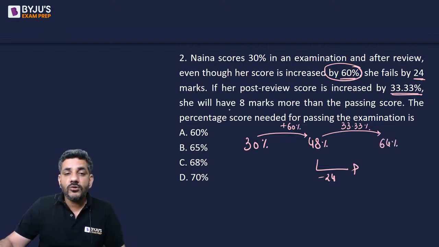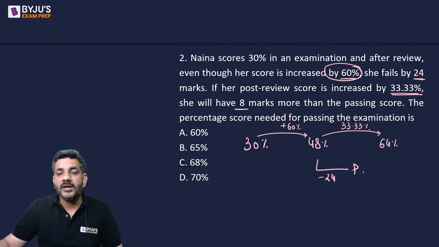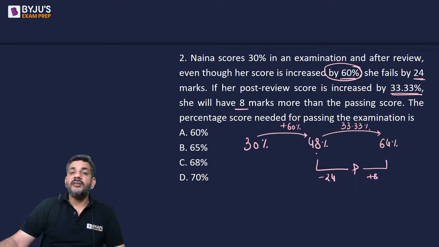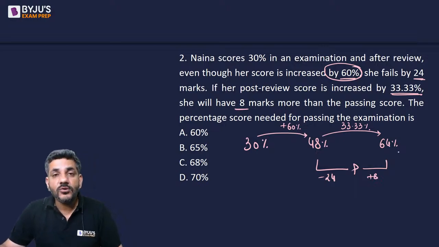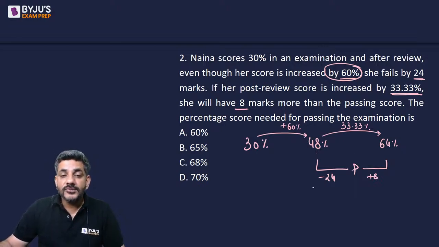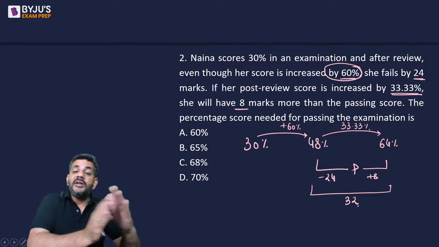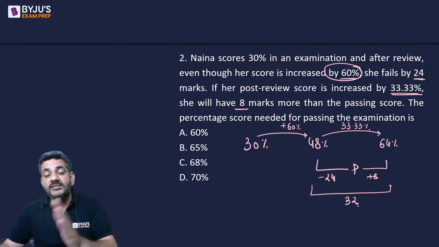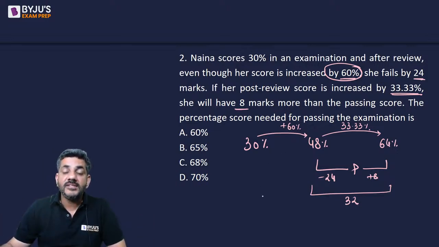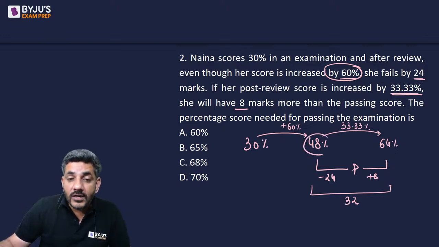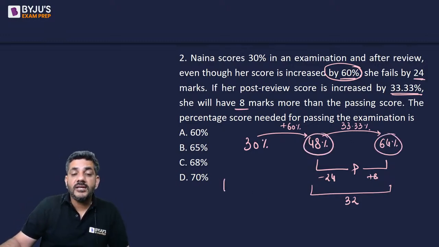It says this score is 8 marks more than the passing marks. This is 8 more than that. So this score is 24 less than passing marks. This score is 8 more than passing marks. So can I say this 48% and 64% differ by 32? One score is 24 less, one score is 8 more, which means the difference of 24 plus 8 is equal to 32. So 48% and 64% differ by 16%.